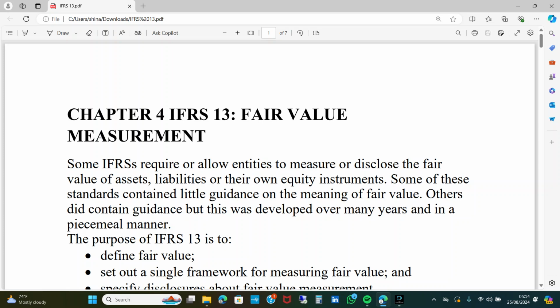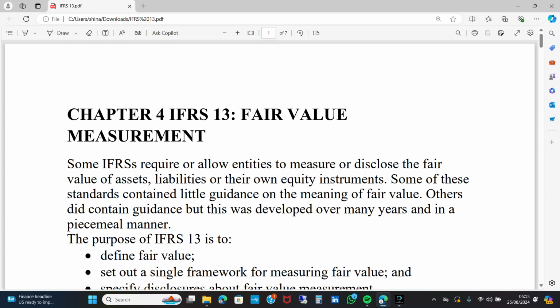So the standard that deals with fair value is what? IFRS 13 fair value measurement. All right, now let's get into it. Some IFRS require or allow entities to measure or disclose the fair value of assets, liabilities, or their own equity instrument. Some of these standards contain little guidance on the meaning of fair value. In those standards, you hardly find it, like we've done in IFRS 5. When you look at IFRS 5, you notice that we didn't mention what fair value is or give a definition of fair value. Others contain guidance, but this was developed over many years and in a piecemeal manner. So what are we trying to achieve with IFRS 13?